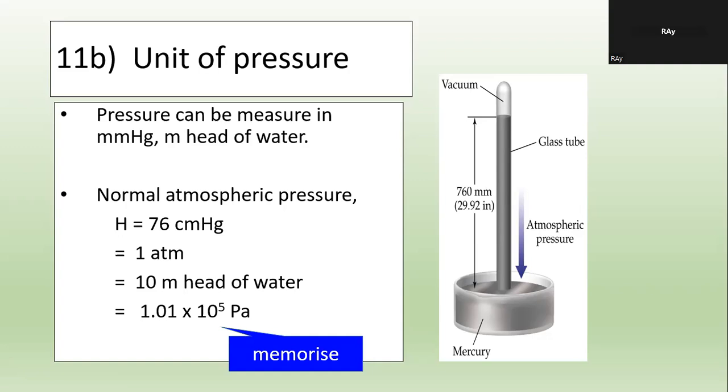So if you use centimeters of mercury, it's 76 cm, the height. If you use water, it's 10 meters. If you use SI unit, it's 1 times 10 to the power 5 Pascal. Okay.